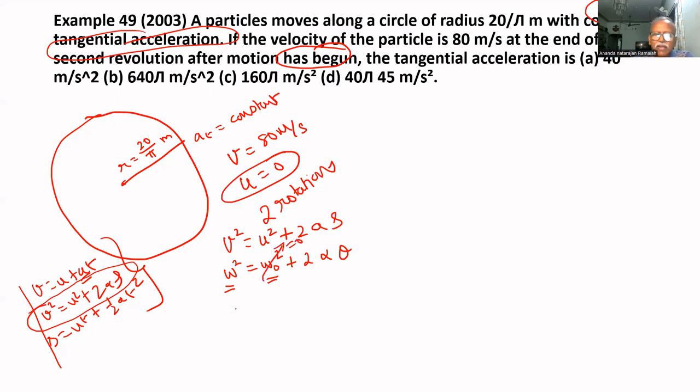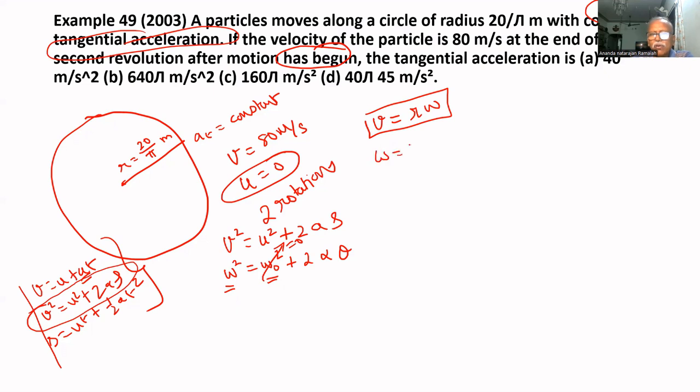Therefore, omega square. Omega we have to find. What is the relation between v and omega? v equal to R omega. This we have to remember. Relation between linear velocity and angular velocity: v equal to R omega.